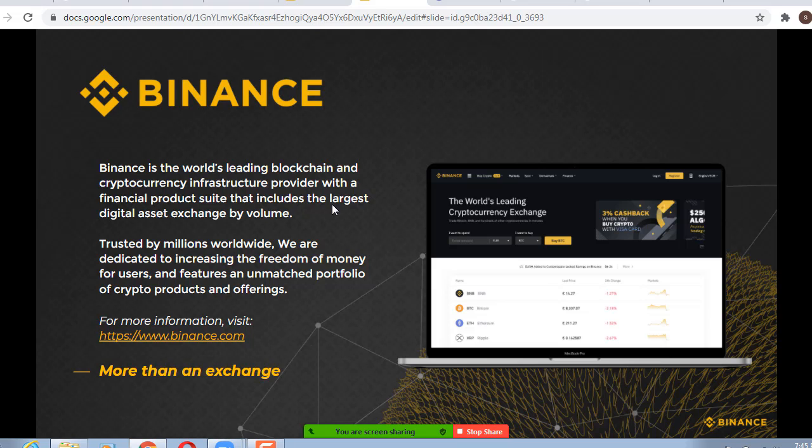Now, Binance, like I said yesterday, is the world's leading blockchain and cryptocurrency infrastructure provider with a financial product that has large digital assets by trading volume, and it is trusted by millions all over the world. The goal of Binance is to increase the freedom of money for users, and the features are unmatched, with portfolios of cryptocurrency products and offerings. So it's very important for you to know that Binance is the world's largest exchange by trading volume, and it's trusted by millions. So if there is any exchange that you can trust, I have used Binance since 2016 till date. I have not had a single issue.